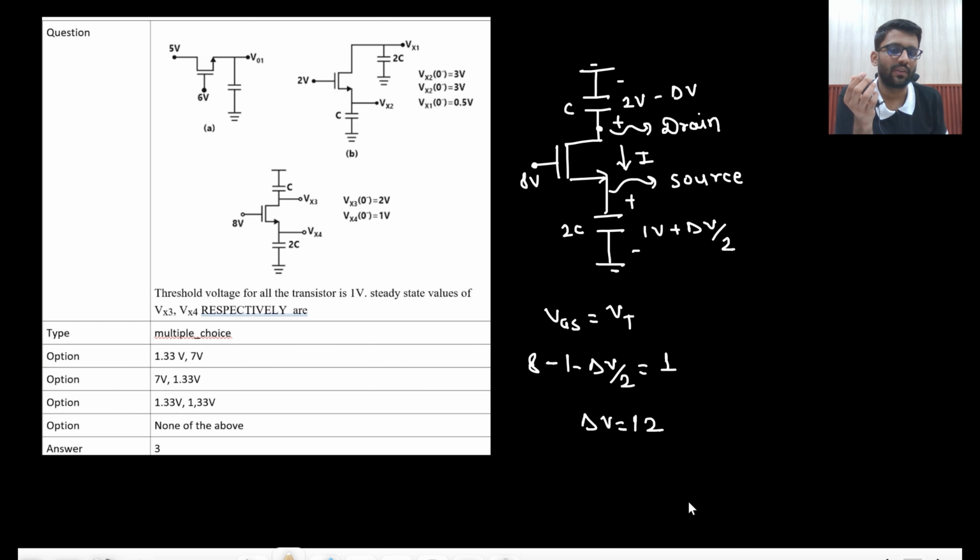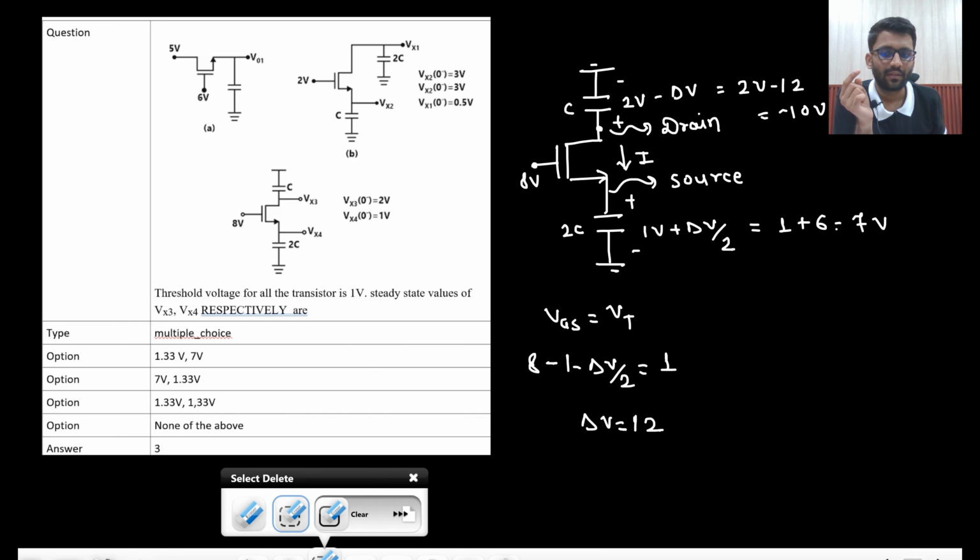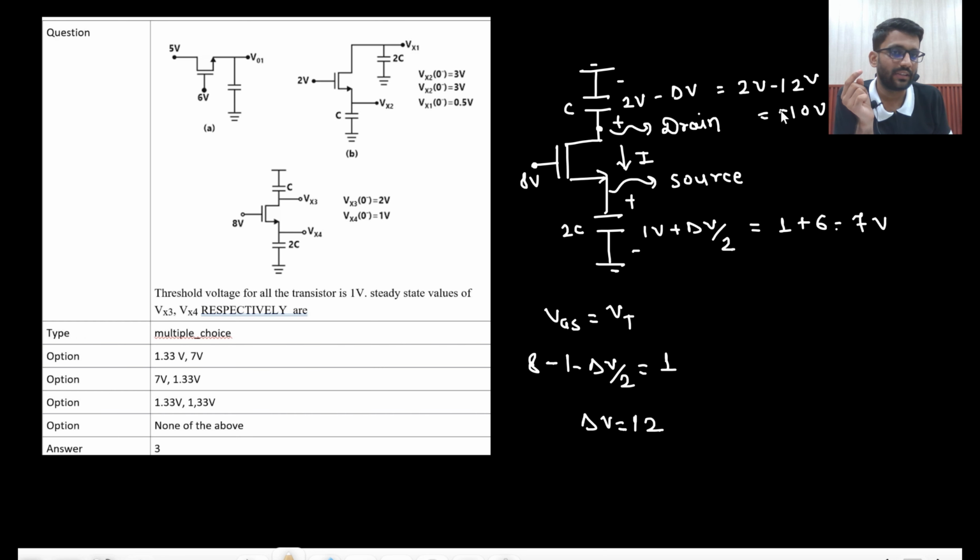So delta V we are getting 12. So what will happen? 1 plus 12 by 2, 6. So that will be at 7 volt. And what about this? This will be at minus 10 volt. Is that possible? Your VDS here is minus 10 minus 7, minus 17 volt, which is not possible.